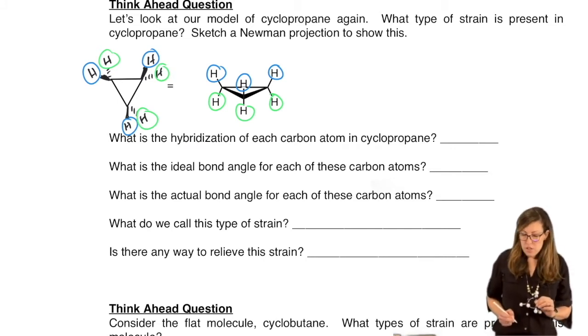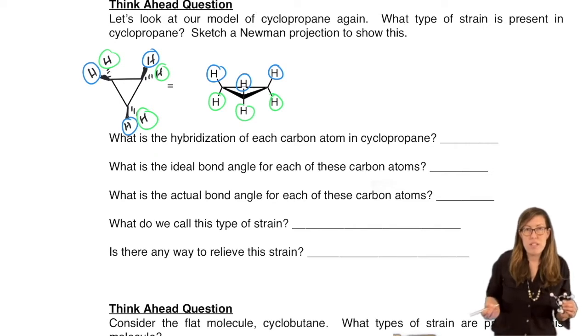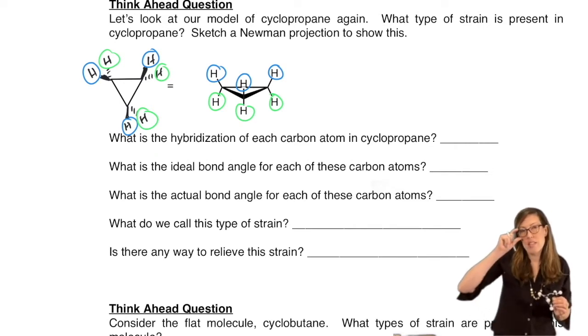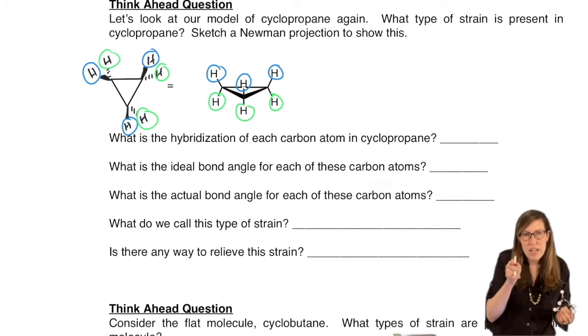Now it's asking you to sketch a Newman to show what's going on here as well. A Newman projection, we've been doing like crazy, but we did it with acyclic cases. Is it hard to do it with cyclic cases? No, because a Newman projection is simply any 2 carbons. So rings have more than 2 carbons. So you pick any 2 carbons and you look down that bond.